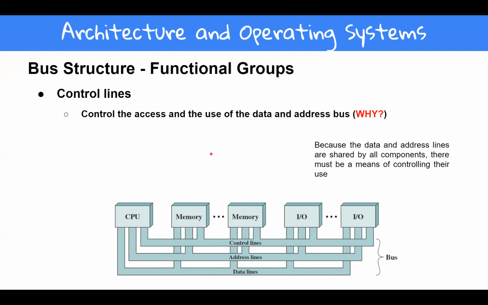Why is it important? Because the data and address lines are shared by all components. This is the shared transmission, and someone should control that. Otherwise, you will have a garble. You will have accidents between the signals. There must be a means of controlling their use, because as a shared medium, someone should control that. Otherwise, the performance will go down.